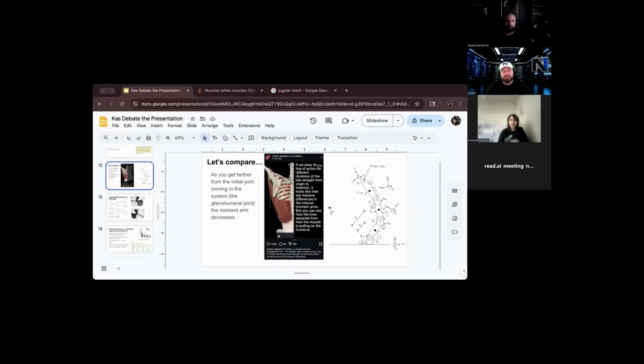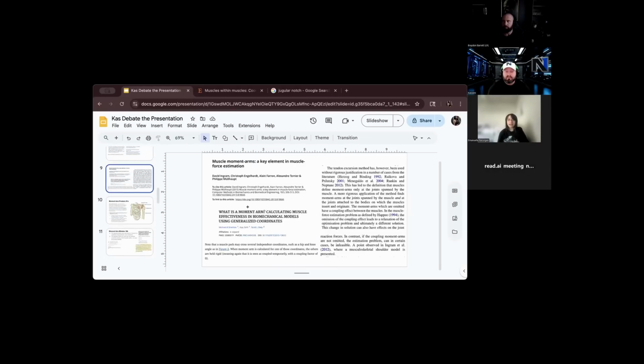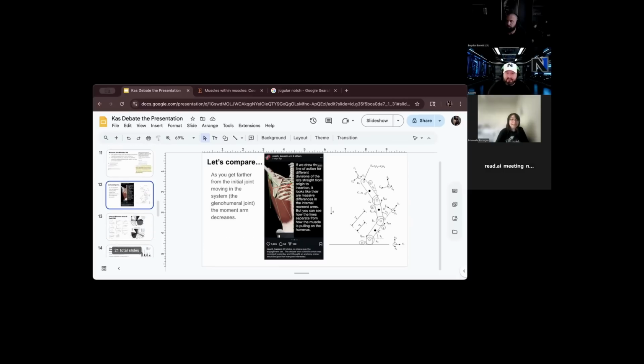You're just drawing. But what we're doing is we're trying to provide an estimation that's good enough for the context that we're discussing. This is not good enough. I'm asking if you have evidence to show that it's not. Yes, I did. And I quite literally showed you the papers that were saying that if coupling moment arms are not omitted, the estimation problem can, in certain cases, be infeasible. In this case, it would be infeasible.